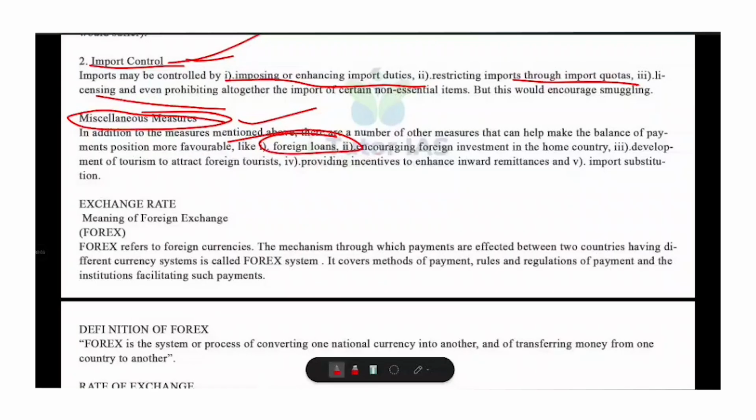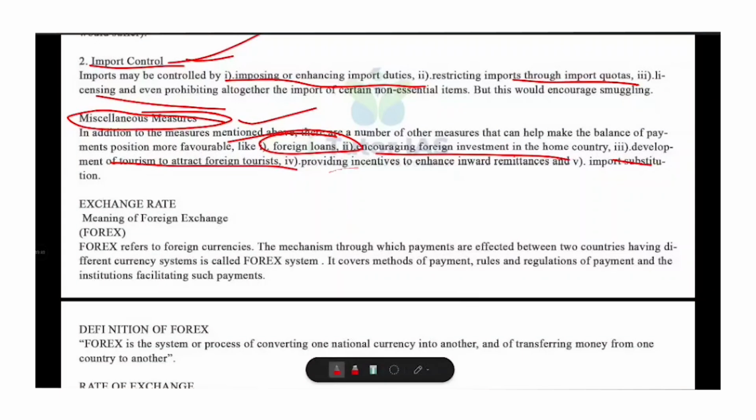Then another measure is encouraging foreign investment. That is, attracting foreign direct investment or portfolio investment brings capital inflows. It helps build industries, create jobs, and improve BOP by increasing foreign currency reserves. For example, foreign companies setting up factories in India. Then development of tourism to attract foreign tourists, that is, promoting tourism brings foreign currency directly into the country, and tourists spend money on hotels, transport, shopping, etc., and thereby improving the current account of BOP.